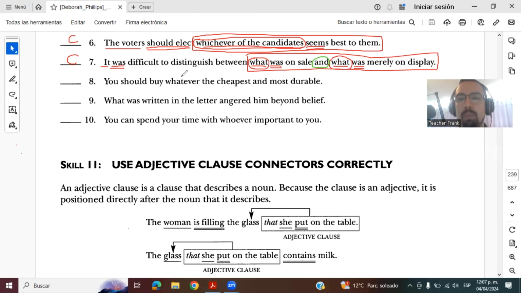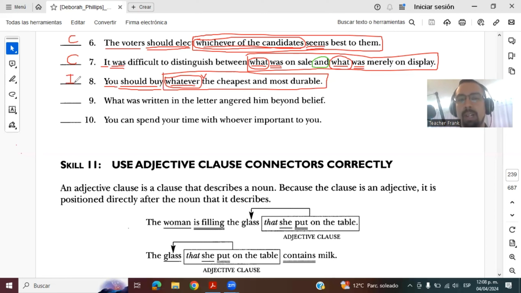You should buy whatever the cheapest and most durable. Right away it sounds off, right? But let's see why. Should buy is the first verb. Who or what should buy? You. We have whatever, which is a connector, and it could potentially be a subject, but what's the problem here? We don't have a verb, right? This could be the noun clause, or I think it is the noun clause. So it's a noun clause of object of verb. Yeah, number 8, object of verb, but it's incorrect because we're missing our verb, right?